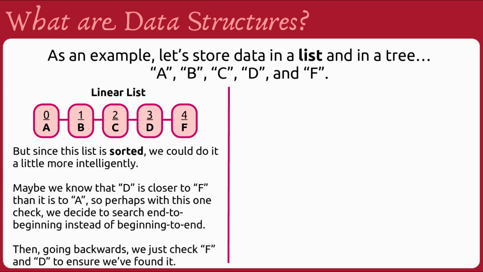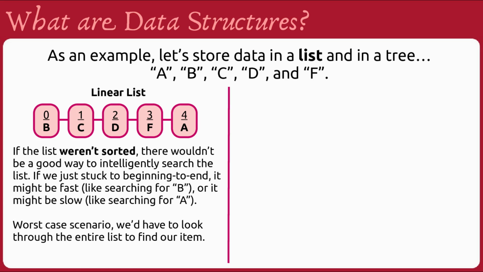But since this list is sorted, perhaps we could do it in a little more intelligent way. We know that D is closer to F than it is to A, so it's closer to the end than to the beginning. So perhaps with this check we could do a search from end to beginning instead of beginning to end. So if we go backwards, we just check F and then D, so we only have 2 checks.